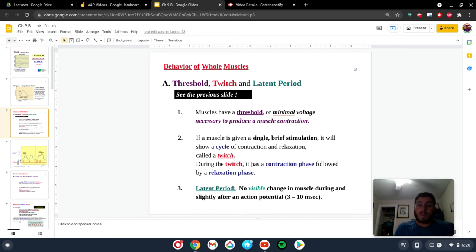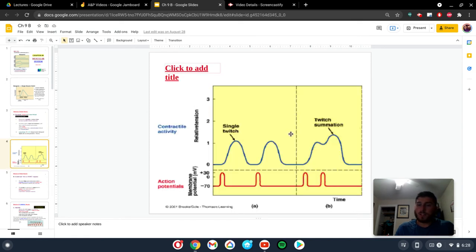During the twitch, the contraction phase is followed by relaxation phase, right? Exactly. And then lastly is the latent period, and this is something we mentioned already. This is when no visible change occurs, and it is slightly after the action potential is happening. So here's an image of this.